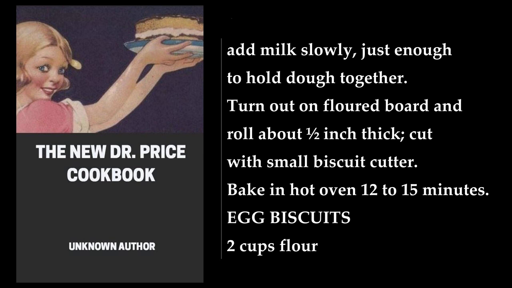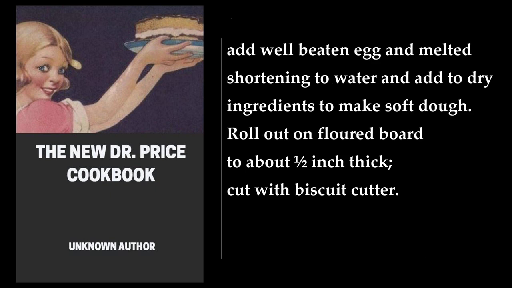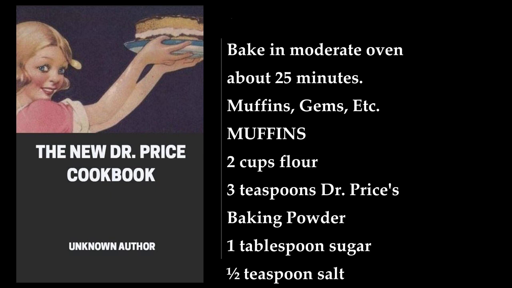Egg biscuits. 2 cups flour. 3 teaspoons dry Price's baking powder. 1/2 teaspoon salt. 1 tablespoon sugar. 1 egg. 2 tablespoons shortening. 1/3 cup water. Sift together flour, baking powder, salt and sugar. Add well-beaten egg and melted shortening to water and add to dry ingredients to make soft dough. Roll out on floured board to about 1/2 inch thick, cut with biscuit cutter. Bake in moderate oven about 25 minutes.